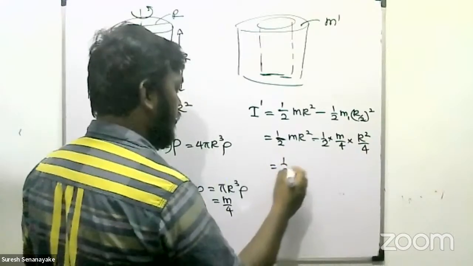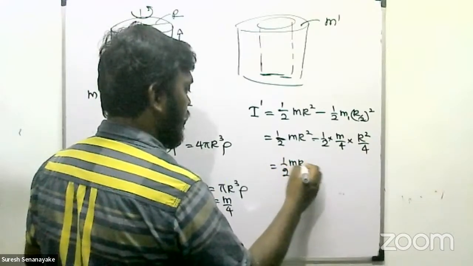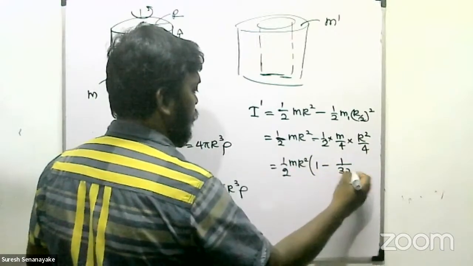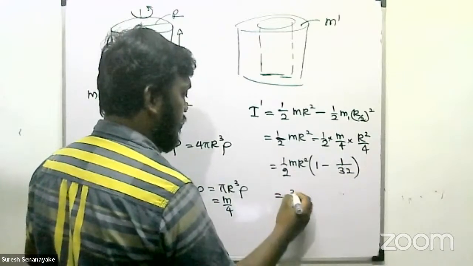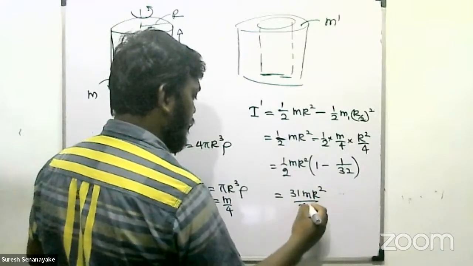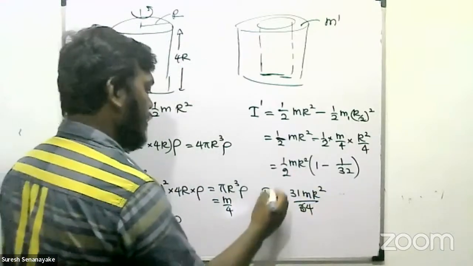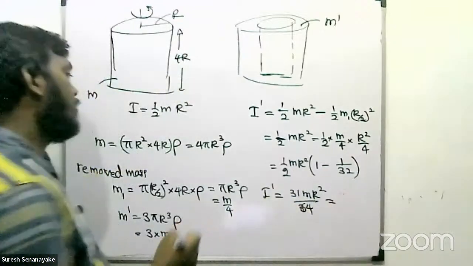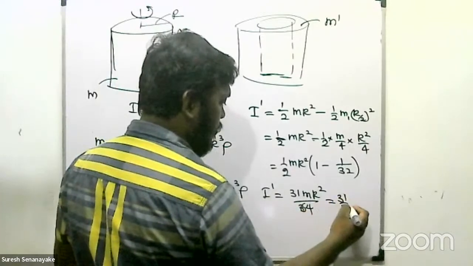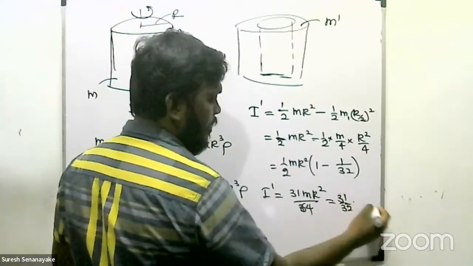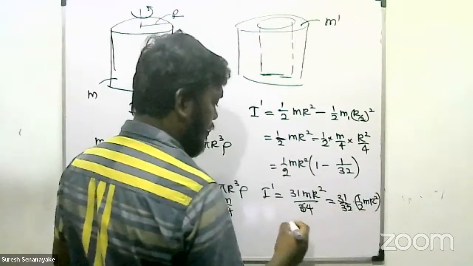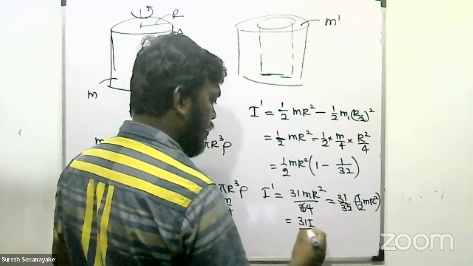Take out the half and m r square. 1 minus 1 over 32 gives 31 over 32. So I dash equals 31 over 64 times m r square. I equals m r square over 2, so I dash is 31 over 32 of that, that's 31 I over 32.